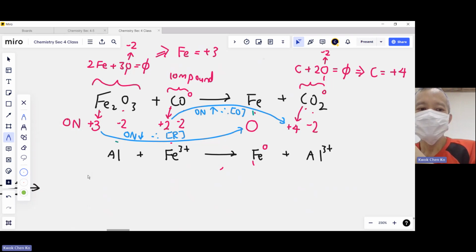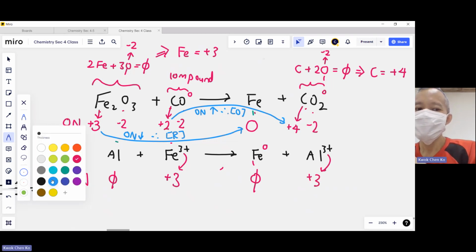But let's look at the other one. How about if I use ON for the second equation? Who has 0? Good. Who else has 0? Okay, remember they're elements. Yes, very easy. Because the charge itself translates to the ON. And this guy? +3. Yep.